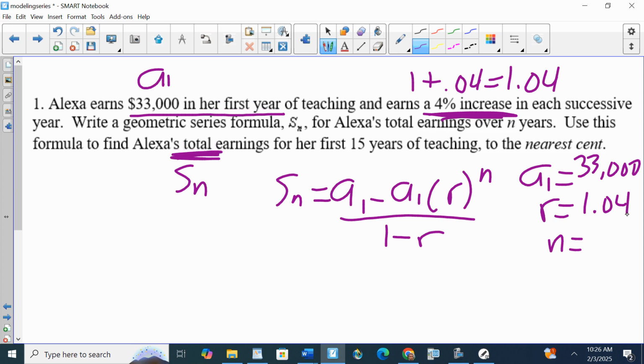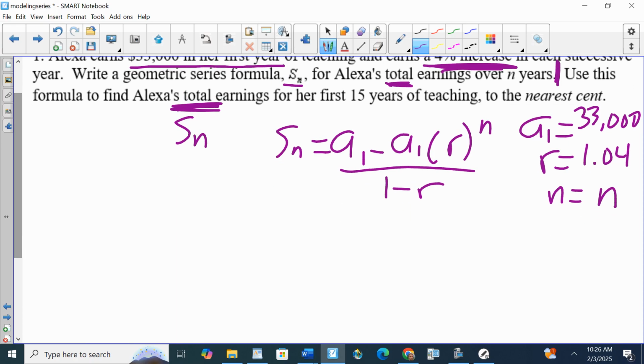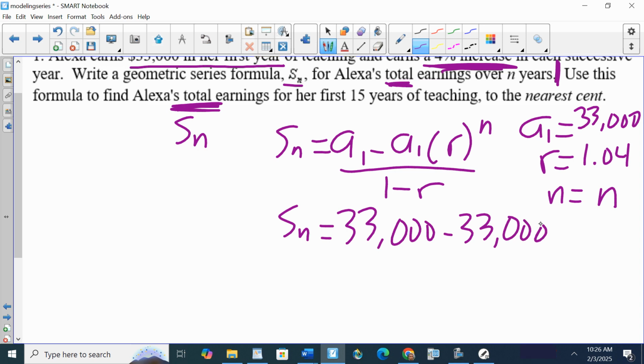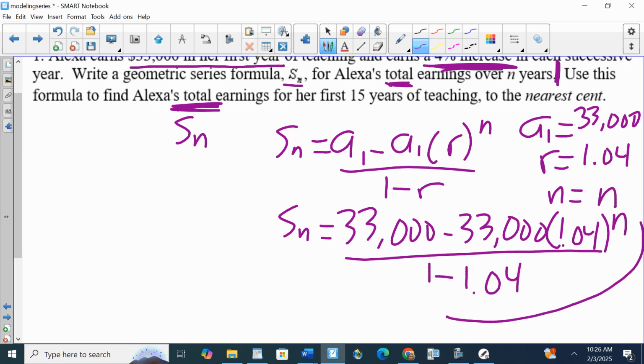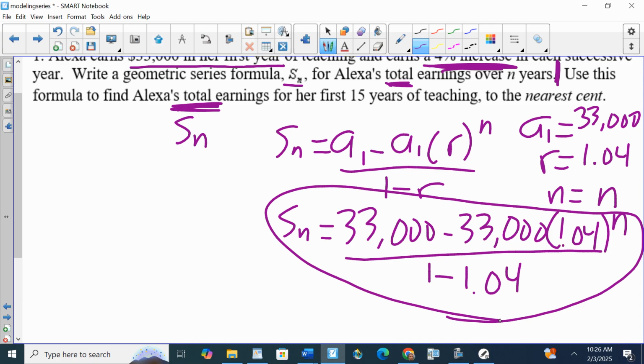In each successive year, write a geometric series formula, Sn, for Alexa's total earnings over n years. End of sentence. So right now, n is n. We talked about this a lot in the last unit. If it asks for an equation, you're writing an equation with two variables. So Sn equals A1 is 33,000 minus A1 is 33,000 times R is 1.04 to the power of n over 1 minus 1.04. That's the answer to the first question.